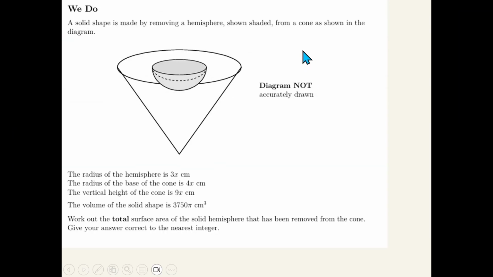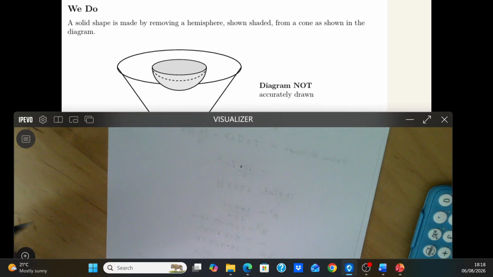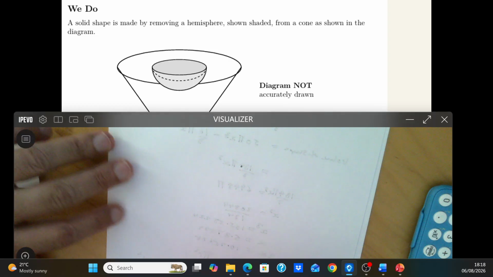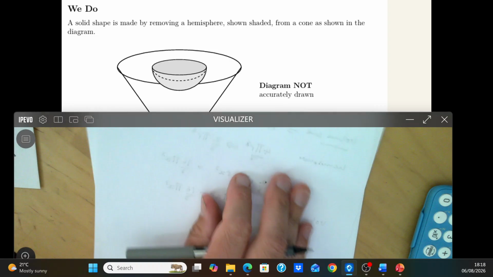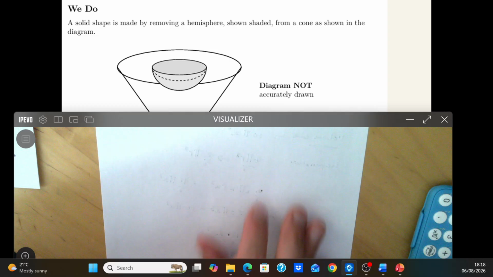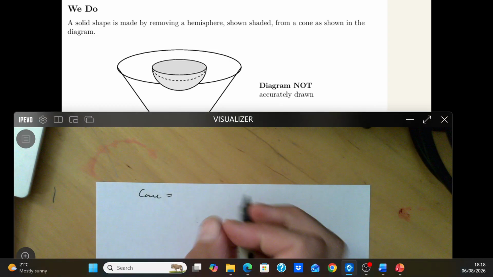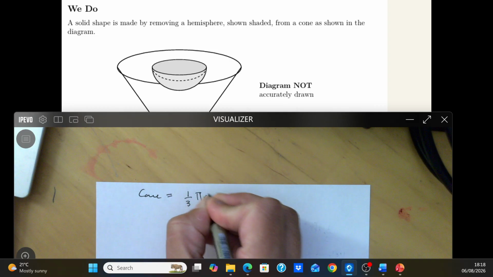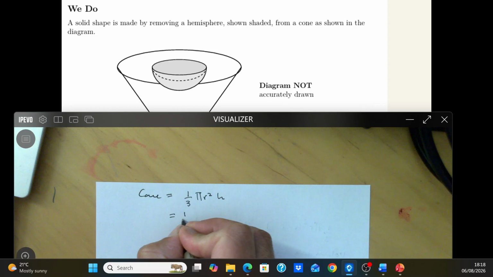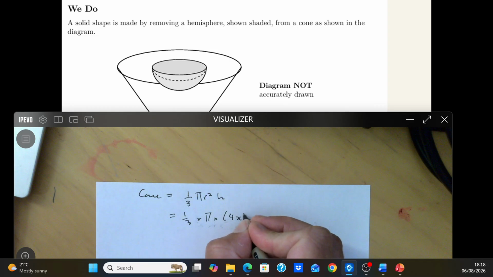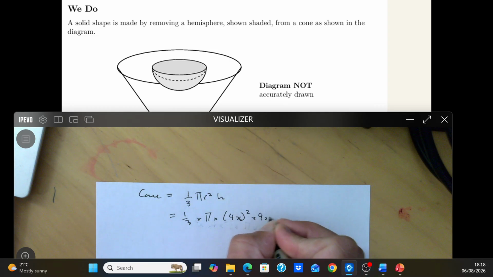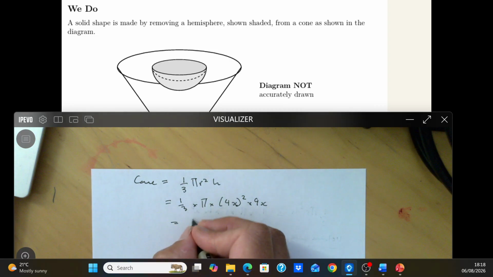Right, thinking about it, your go. Have a look, have a stare, press pause if you want to. Right, what was the first thing I did? The first thing I did was work out the volume of the cone. So my cone equals a third pi r squared h, which you should have got to be.